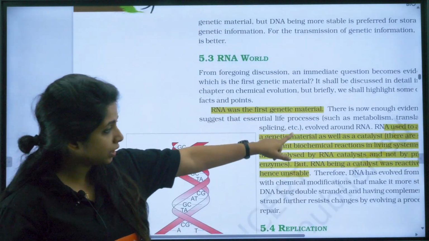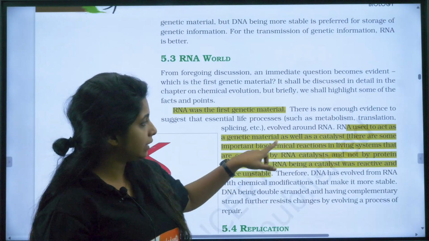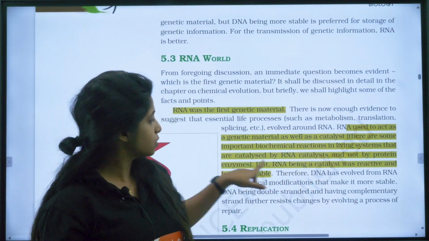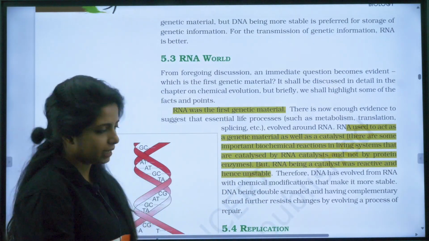RNA world, RNA was the first genetic material. As I said, RNA used to act as a genetic material as well as a catalyst. Okay, it's very much important. But then RNA being a catalyst was reactive and hence unstable and was later replaced by DNA.